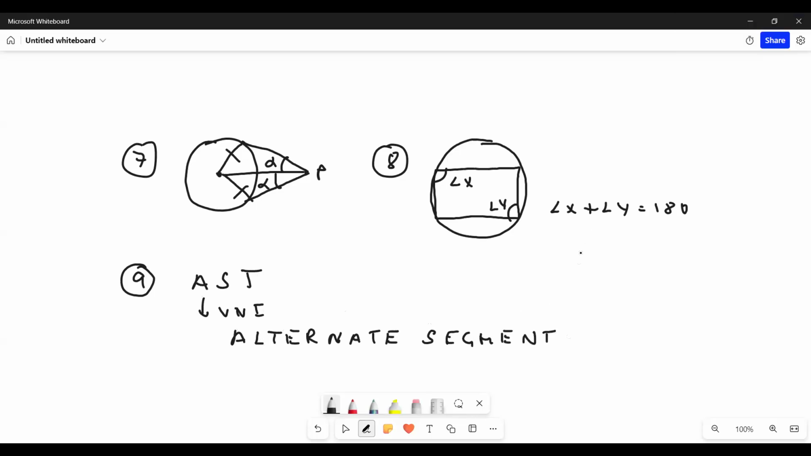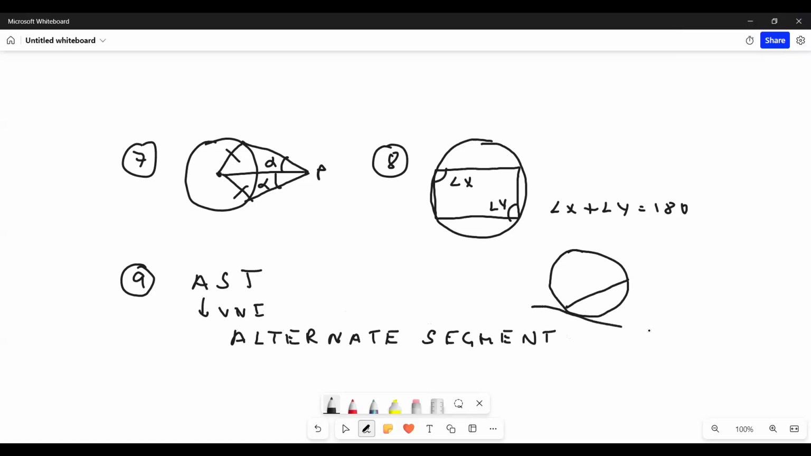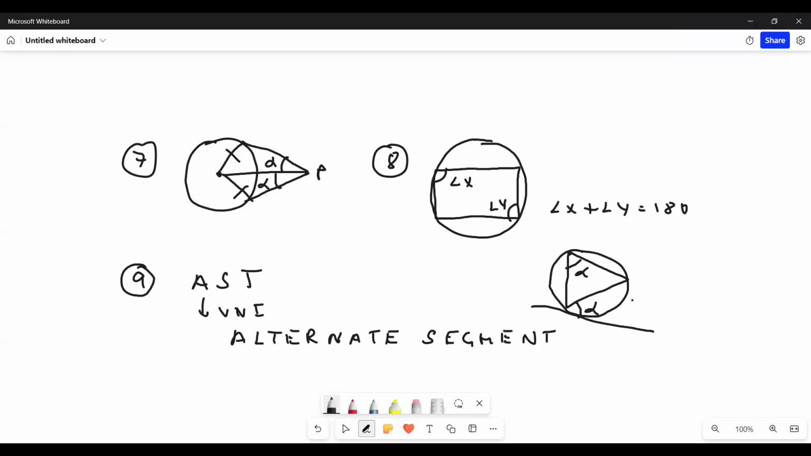How does it look like? Please look carefully, because most of the students get confused with this. If this is a chord, and that's a tangent, and the chord makes an angle alpha with the tangent, and I extend the two ends of the chord to meet at the circumference, this angle will also be alpha. This is called the alternate segment theorem. Any chord making an angle with a tangent, if I extend the two ends of the chord to meet at the circumference, the angle will be the same.